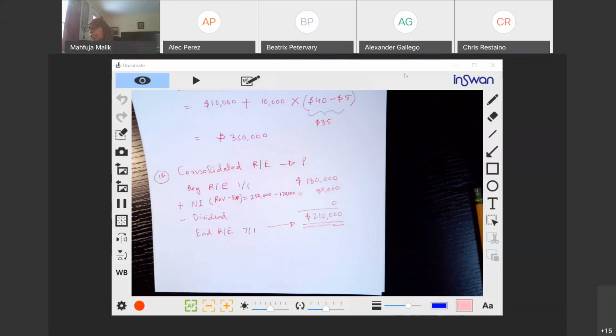That means here, July 1st, it's only parent's, and we already agreed that consolidated retained earnings means parent's retained earnings. Great. So now we did this problem.